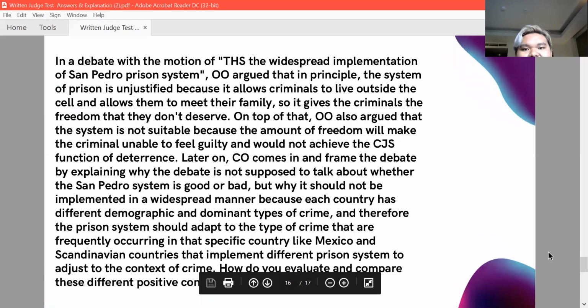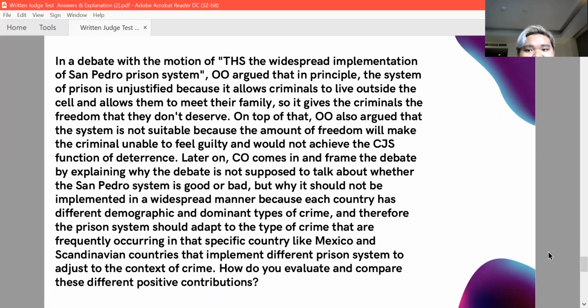In a debate with the motion "This House supports the widespread implementation of the San Pedro prison system", OO argued that in principle the prison system is unjustified because it allows criminals to live outside the cell and meet their family, giving them freedom they do not deserve. OO also argued that the system is not suitable because so much freedom will make the criminal unable to feel guilty, and it will not achieve the function of deterrence.